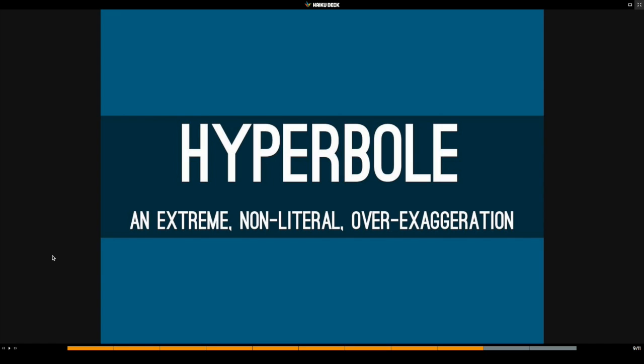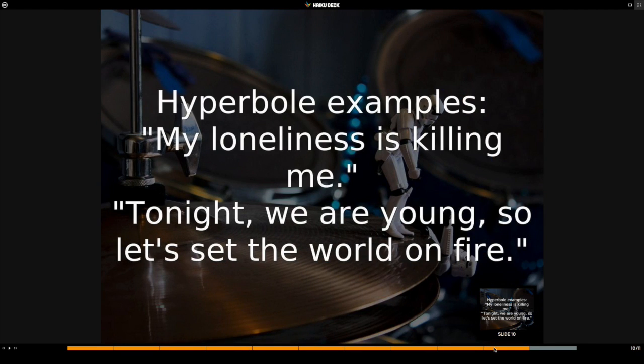Let's look at some examples. My loneliness is killing me. Tonight, we are young, so let's set the world on fire. Setting the world on fire is obviously an over-exaggeration, so is the loneliness killing them. Now, the trick for remembering a hyperbole and what the word means is hyper inside of hyperbole. When you're all hyped up on sugar and caffeine, you are over the top just like a hyperbole is.